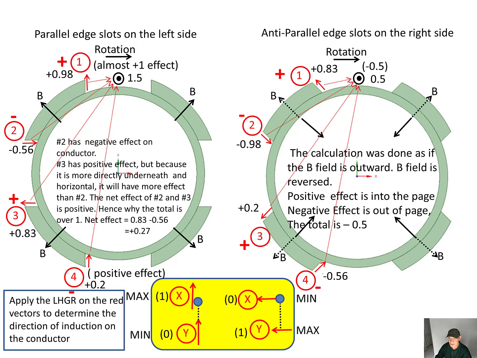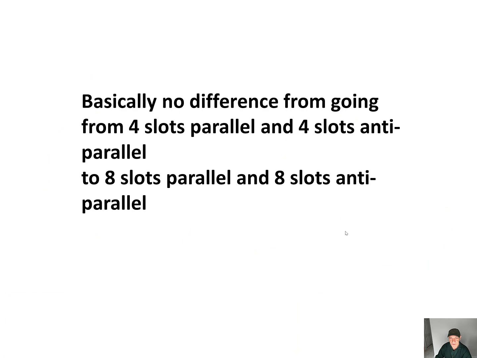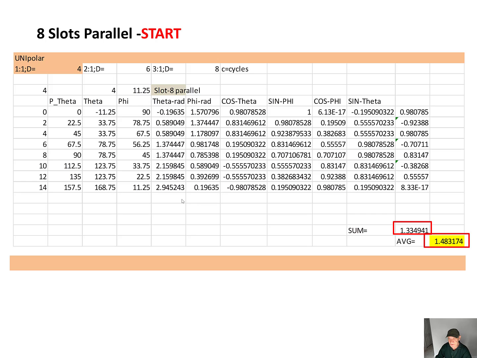The calculation was done as if the B field is outward. B field is reversed, so we'll have a positive effect into the page, negative effect is out of page. The total is minus 0.5. Basically, no difference from going from 4 slots parallel and 4 slots anti-parallel to 8 slots parallel and 8 slots anti-parallel. So I did the analysis now. Instead of using 4 slots and 4 teeth, I use 8 slots and 8 teeth, and these are the results.